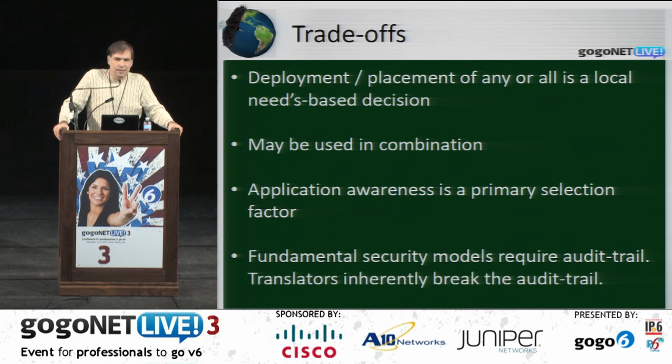Deployment of any of these, or all of them, is really a local needs-based decision. Again, why are you doing what you're doing? One of the reasons that people would do tunneling, and that makes a lot of sense, is you've got a whole pile of equipment that can't do v6. It's budgeted for replacement next year. Don't mess around with a budget, just tunnel over it. Next year, after it gets replaced, it'll all just go away, right?